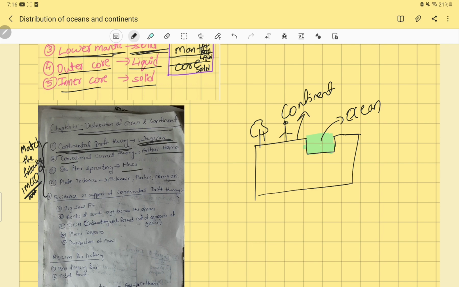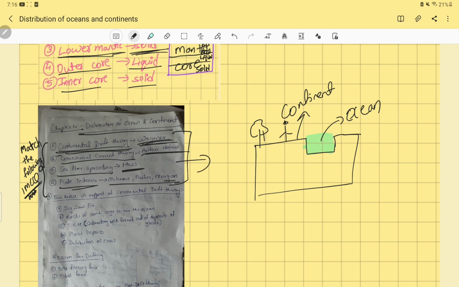The second theory is convectional current theory. It is given by Arthur Holmes. Then seafloor spreading theory is given by Hess. Plate tectonics theory is given by Mackenzie and Parker. We will study what these theories are in detail in the next few minutes. First, just make sure that you know these things when they are given in the match the following.